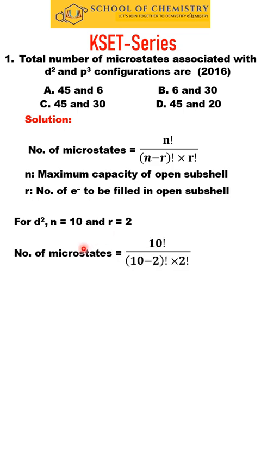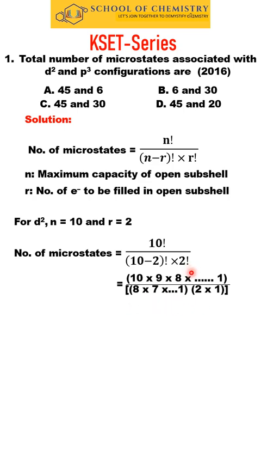Now if you substitute the values into the formula, the number of microstates will be equal to n factorial, that is 10 factorial, divided by (n minus r) factorial, which is 10 minus 2 factorial, into r factorial, which is 2 factorial. If we expand the factorials, 10 factorial will be 10 into 9 into so on up to 1, and 10 minus 2 factorial is 8 factorial, 8 into 7 into up to 1, and finally 2 factorial.